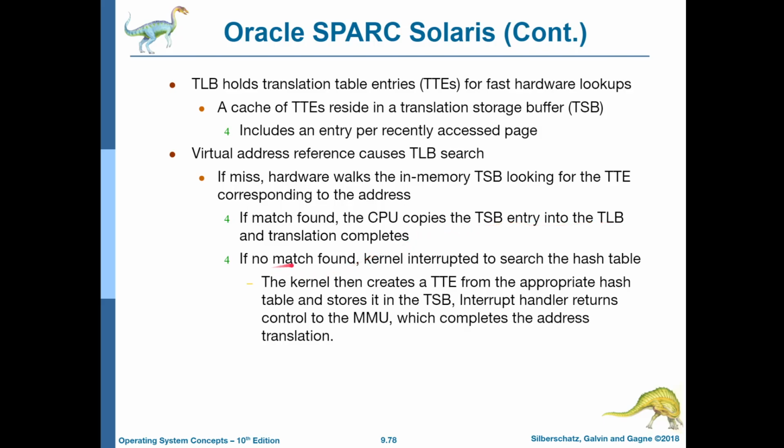If no match is found in the TSB, the kernel is interrupted to search the hash table, which then creates the TTE and stores it in the TSB, and then returns control back to the memory management unit, which completes the address translation. So this is a very interesting system in that a memory access may cause the instruction to be interrupted by the operating system, where the operating system goes through and manages all of these buffers so that it can return control back to that instruction that attempted the memory access. This can really slow things down if not done properly, but clearly this is an efficient method for the SPARC Solaris system.